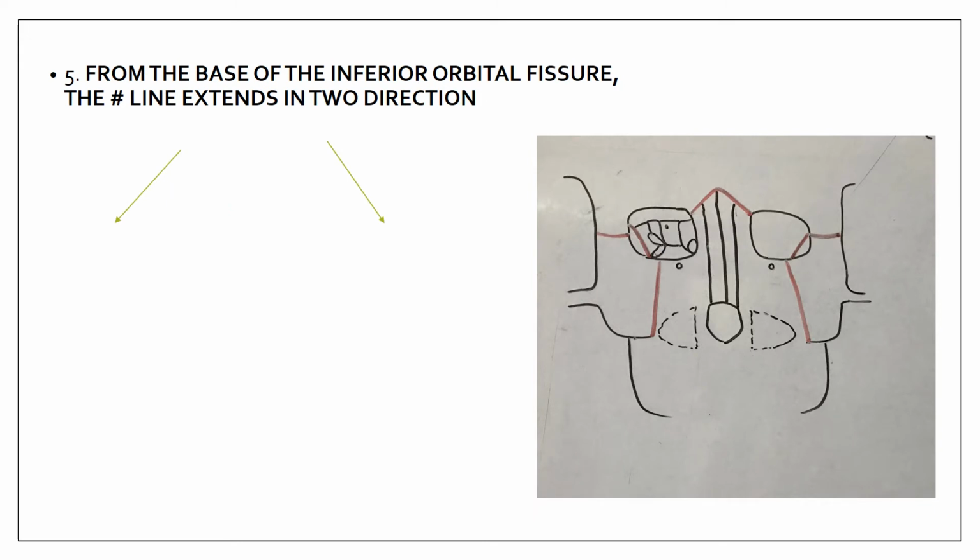Next, from the base of this inferior orbital fissure, over here this was your fracture line till now. So like this, it was a fracture line. From the base of this inferior orbital fissure, this fracture line extends in two directions. So there can be two scenarios for your fracture line.